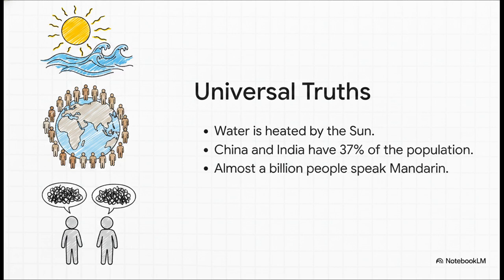Let's walk through a few more concrete facts straight from our source material to really nail this down. Take the phrase, water is heated by the sun. Look, unless the sun suddenly burns out tomorrow, this remains a present truth. Or consider population data. China and India have about 37% of the world's population. And almost 1 billion people speak Mandarin. Notice those verbs: is heated, have, speak. Because these truths are stable, heavily documented facts about our world, they sit firmly and comfortably in the present tense. It instantly signals to whoever is reading your work that this information is established and widely accepted.